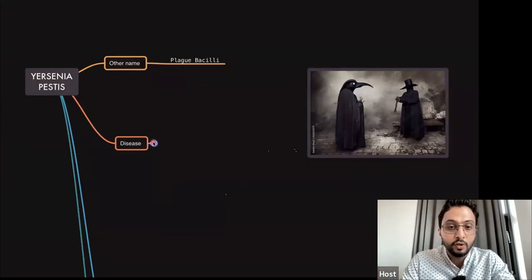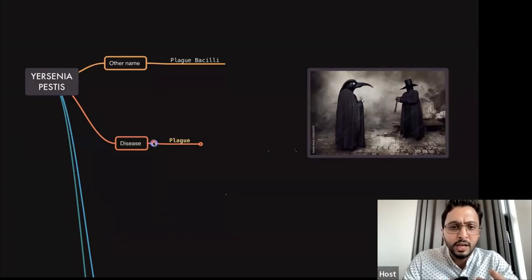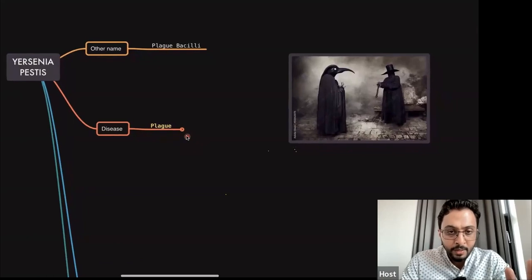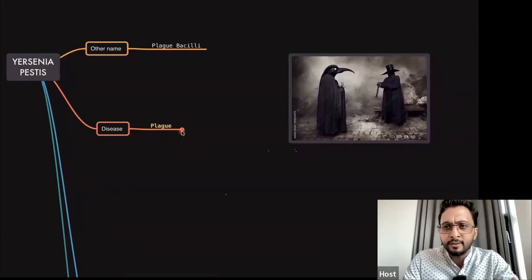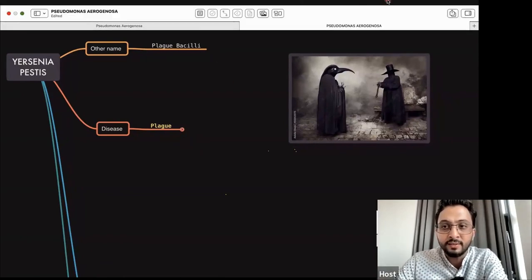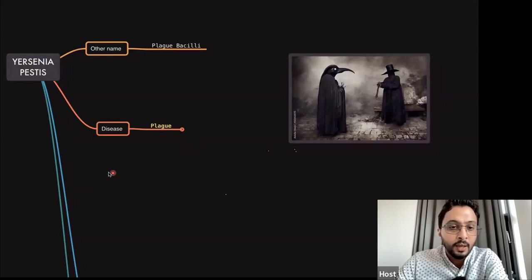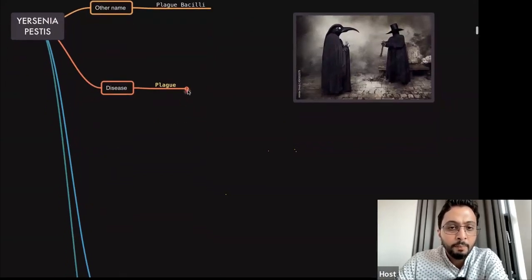Now, what is the disease it causes? As I've told you, it causes plague. Plague was a very, very dangerous infection which was there earlier, but now it is almost non-existent. Now, next, a little bit more detail about plague you want to know. As I've told you, it's also known as black death. The other name for plague is black death.